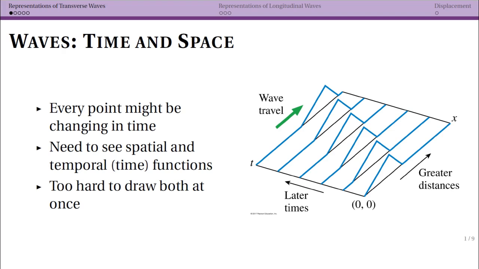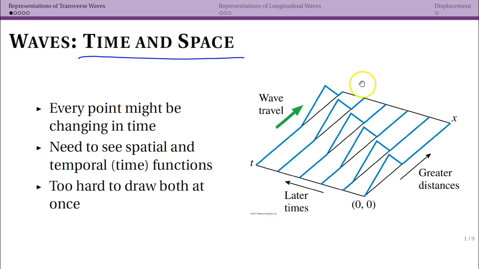We are now going to think about representing, so drawing pictures of, transverse waves. We'll do longitudinal waves after this, but it's easier to think about transverse waves. So what makes waves challenging is that we have to think about both time and space. When we go to do the math of this, it's going to be a function of both position and time. So what that means is we're really thinking about a function of two dimensions.